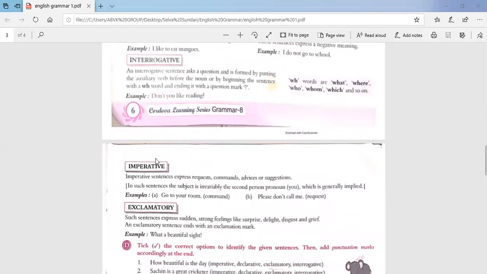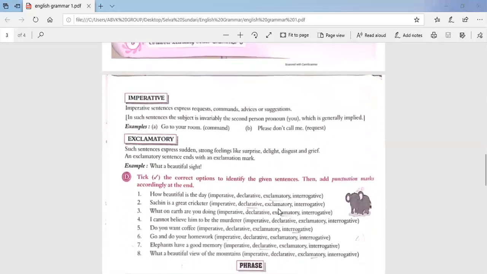Then imperative. Imperative sentences express requests, commands, advice, or suggestions. In such sentences, the subject is invariably the second person pronoun, that is you, which is generally implied. So, example, go to your room. Who should go to your room? You. So, you is hidden here. That is command. Please don't call me, because this is also a command where the second person pronoun is generally implied.